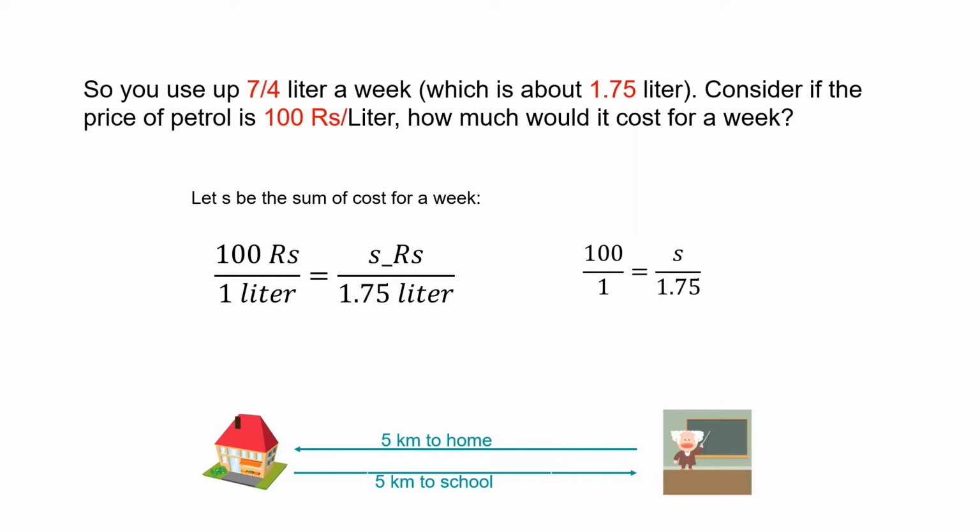Consider if the price of petrol is 100 rupees per liter, how much would it cost for a week? Now let S be the cost for a week. So we can write 100 rupees per liter is equal to S rupees per 1.75 liter. So we write 100 divided by 1 is equal to S divided by 1.75. So the total cost is 175 rupees.